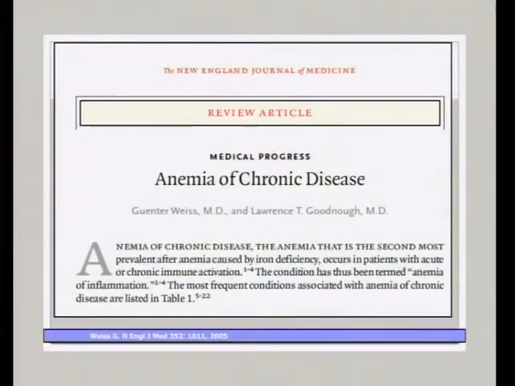Now again, an excellent article, also on the old side, 2005, but this article is in the New England Journal of Medicine. I can recommend that for further reading for people that want to learn more about anemia of inflammation or chronic disorder.